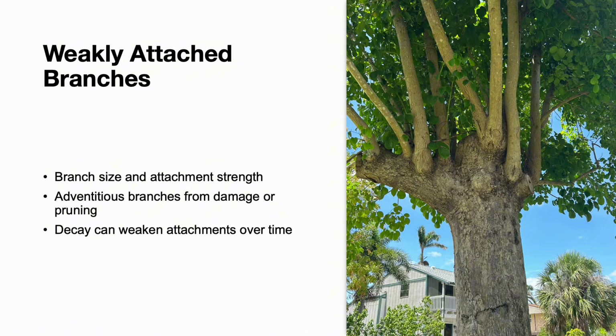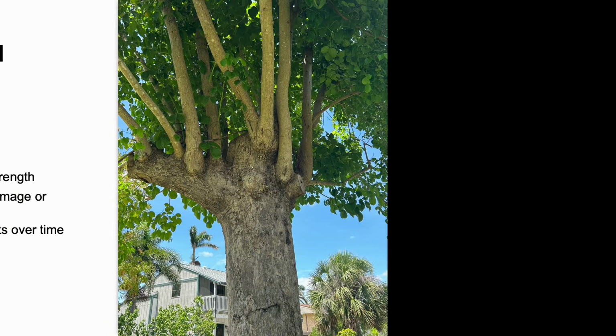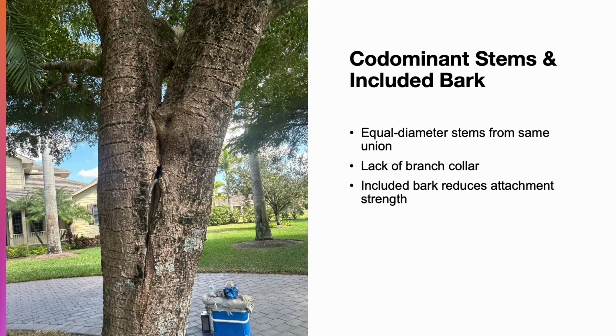Strong attachments form when branches and trunks can grow together gradually. Branches over half the size of the parent stem, or those that form after damage like adventitious branches, tend to be weaker. Decay near attachment points reduces strength even more. Codominant stems arise from the same point and are similar in size. They often lack a branch collar, which makes them structurally weaker. Included bark in the union further weakens the attachment. Response growth can help, but failure risk is usually higher.